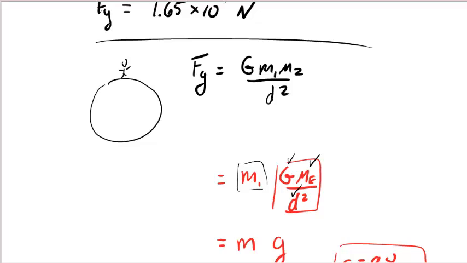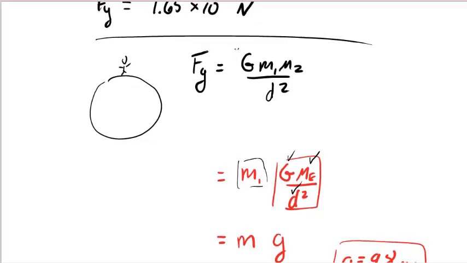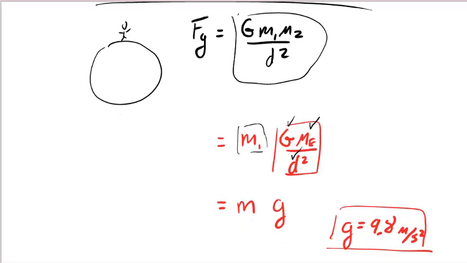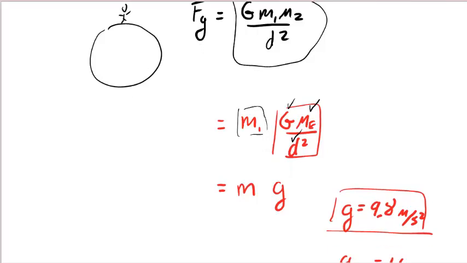So instead of writing all this out, if we're looking at an object that's on the surface of the Earth, instead of doing F equals Gm1m2 over d squared, we can use mg, where g is known as acceleration due to gravity, 9.8 meters per second squared. But again, it only applies for objects on the surface of the Earth.